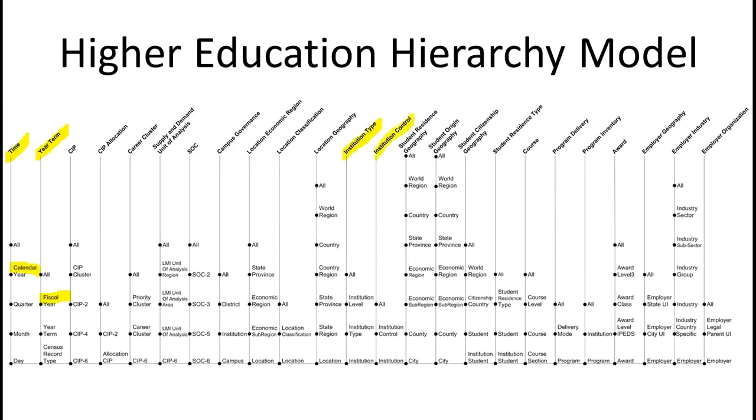Another one I want to highlight here is institution type and the institution control hierarchies. In this case, we have institution at the bottom of both of these hierarchies, but rolling up two different ways depending on what data you're looking at and in which way you want to look at it. There's a lot more that could be talked about here, but let's move on and take a look at another example.